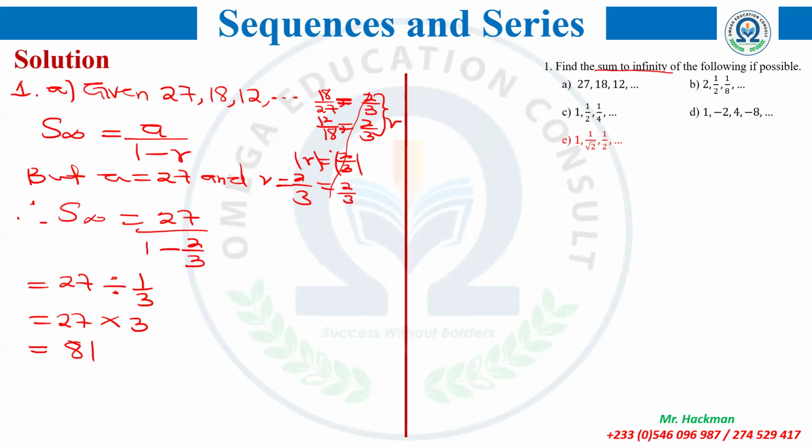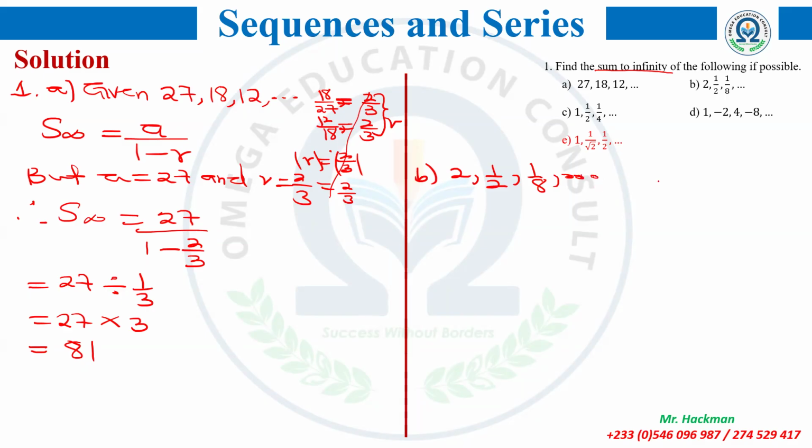If your understanding is not up there, don't worry, we have more to do. I'm very sure that by the time you do the next two examples, your understanding will be perfect. So let's look at the second example, part B. What sequence are we given? I have to extract my sequence: 2, 1 over 2, 1 over 8, and so on.